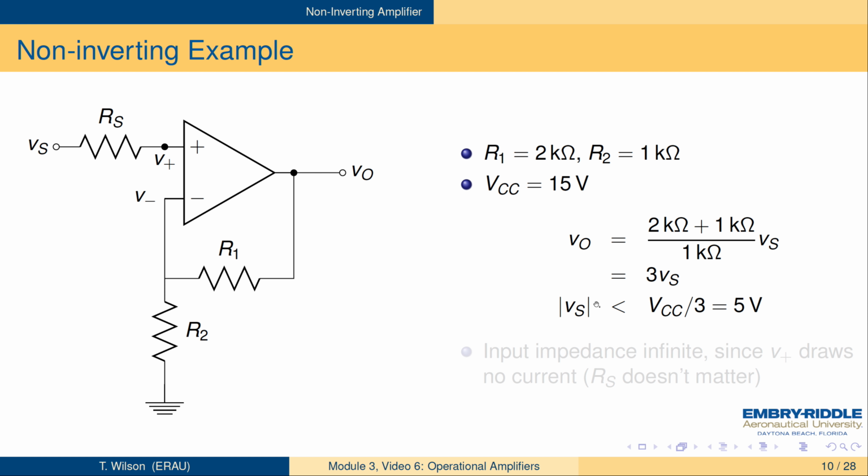So that's going to be true as long as VS is less than 5 volts in magnitude. Because once VS gets bigger than 5 volts, then V out's trying to be bigger than 15 volts, and it's not going to be bigger than 15 volts. It's going to saturate at 15 volts.